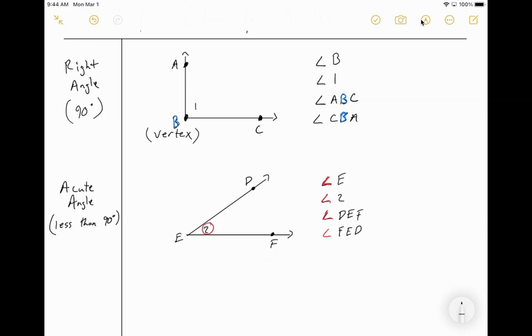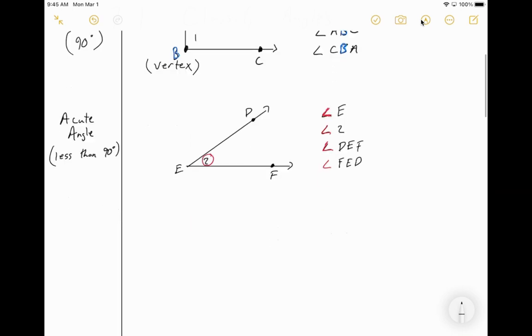Now, it's not always going to be like this. You might not have 3 letters, and that's okay. You might just have an angle E, and that's fine. You might just have a number 2, and that's fine too. Sometimes you might not have the numbers, and that's okay too. So we'll see lots of different examples as we go through this chapter. Okay, so there you go. Getting the hang of it so far?